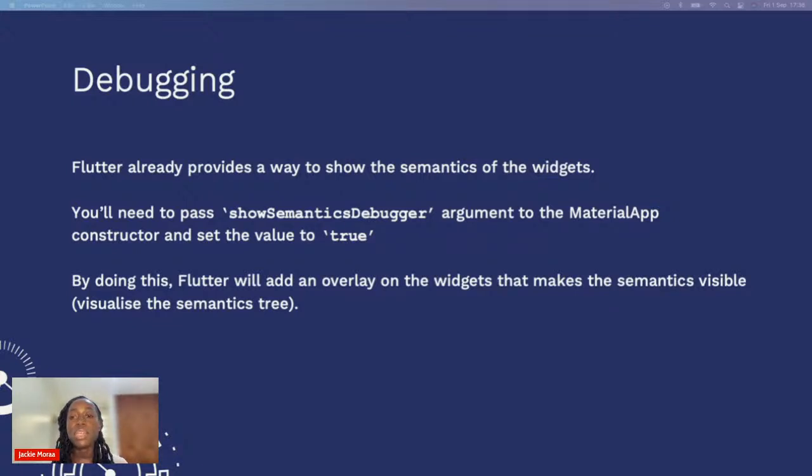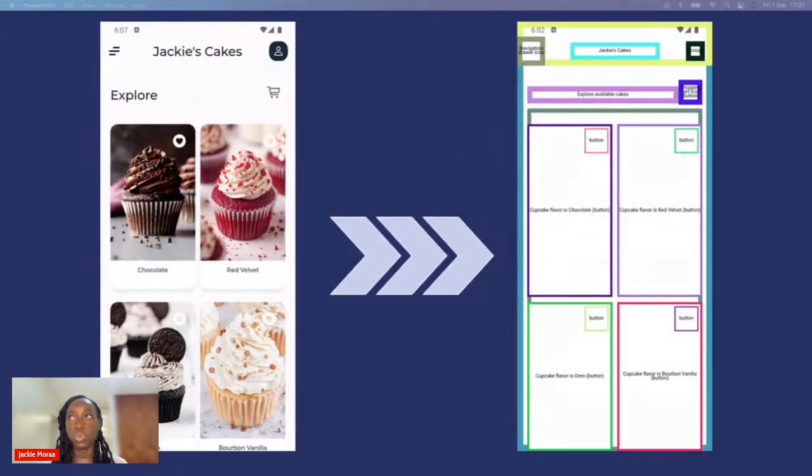You can just pass a certain argument to the constructor of your material app, that is the show semantics debugger. When you set it to true, Flutter will know how to show you the semantics of the widget by simply adding that flag. So when you pass it, it will overlay what we have as the widgets tree to show you the semantics. And this is what we mean. So you have what we had here as the UI, and you are visualizing the widgets as they are. So when you have the show semantics debugger true, this is what you will visualize.